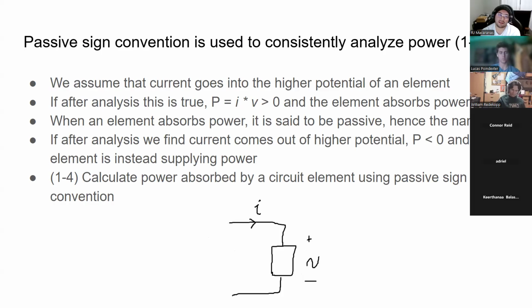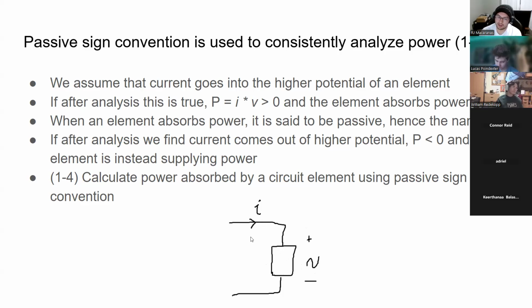So the passive sign convention is used to consistently analyze power. Like I had mentioned, this is one of the most misunderstood topics, I think, because it's kind of weird when you think about power being positive or negative, right? But we're using this passive sign convention to analyze power, and we use these directions. So we have voltage, and we always have the current going into the positive terminal, the higher potential of an element, right?